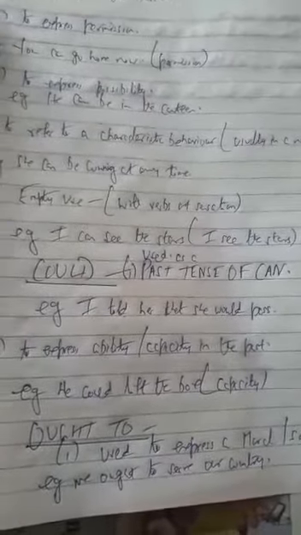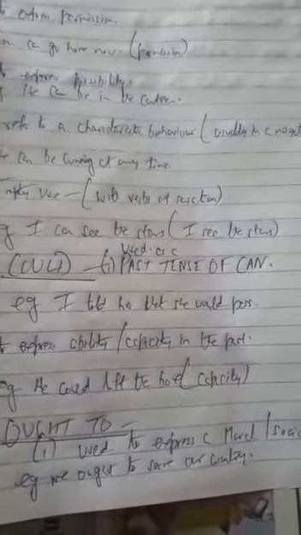The sixth use is empty use with the verbs of sensation. Example, I can see the stars. It means I see the stars. So the next modal is could.